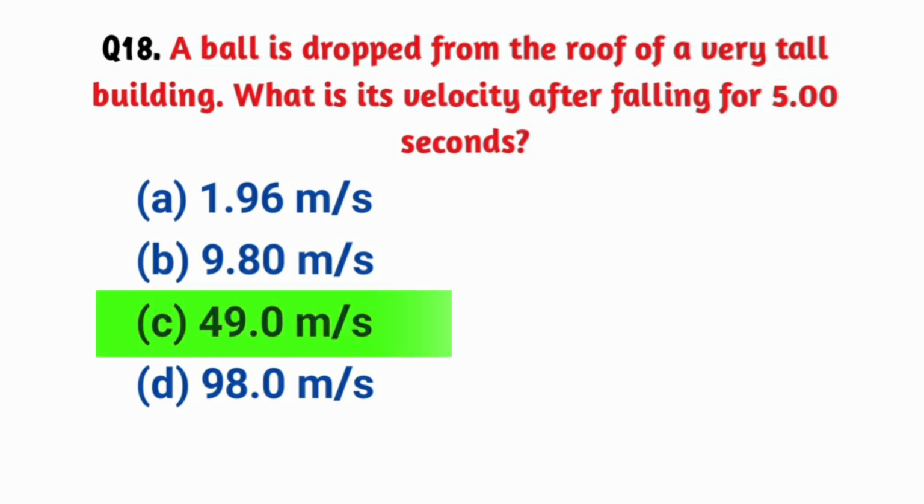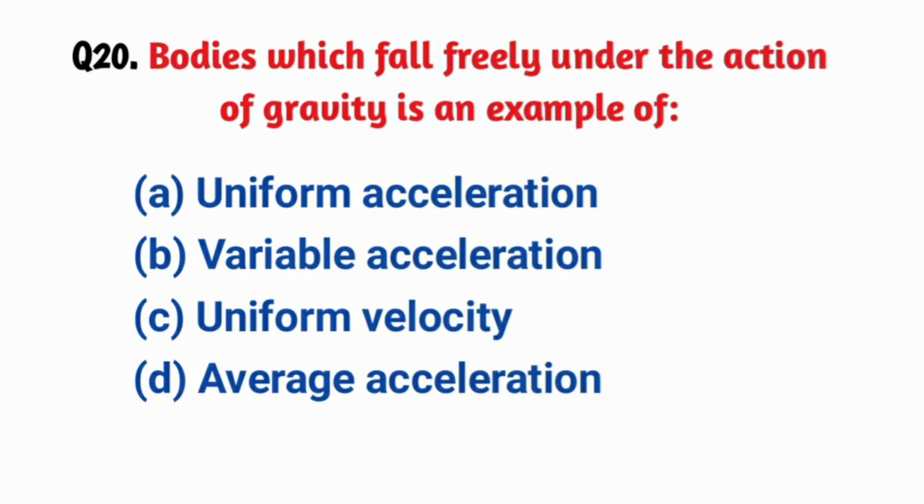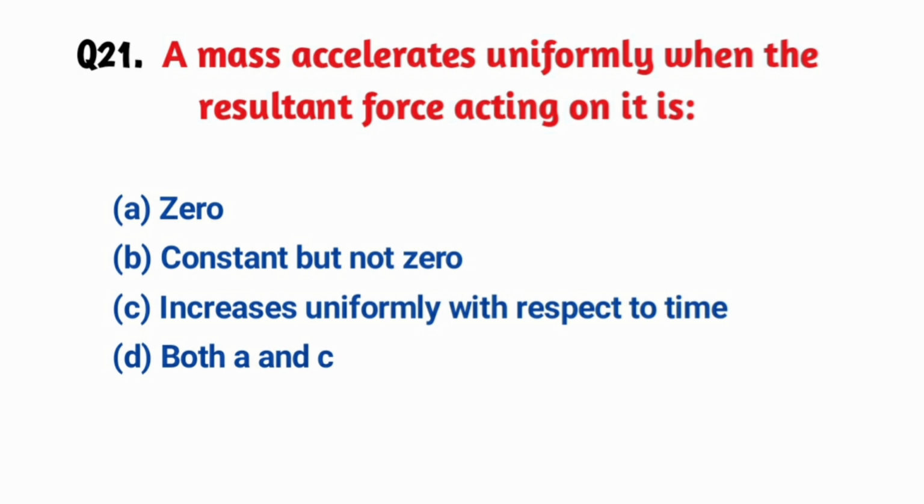Option C is correct. What is the acceleration of a falling stone whose velocity increases from 80 meters per second to 100 meters per second in two seconds? Option B is correct. Bodies which fall freely under the action of gravity is an example of. Option A is correct. A mass accelerates uniformly when the resultant force acting on it is.